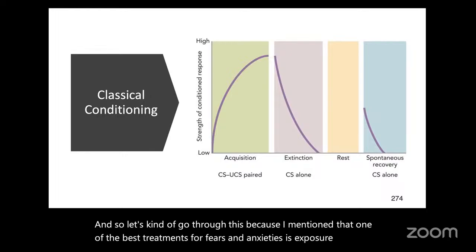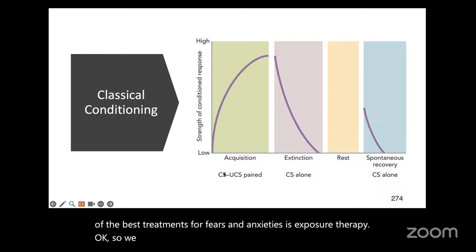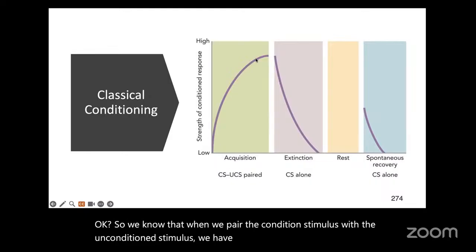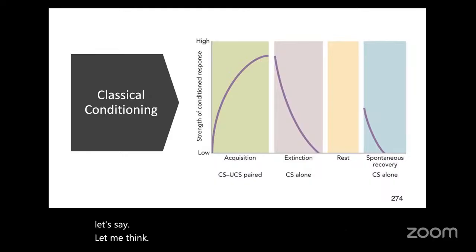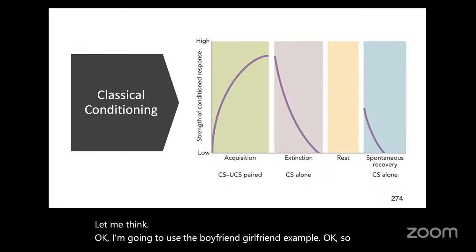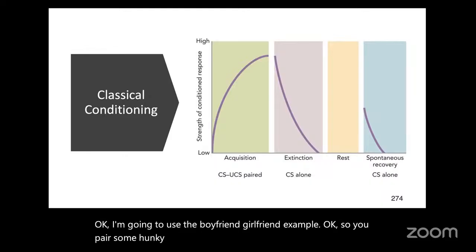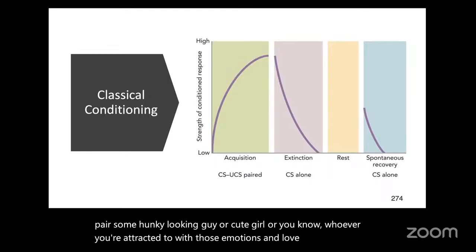Okay. So we know that when we pair the conditioned stimulus with the unconditioned stimulus, we have this high learning curve, right? So let's say, I'm going to use the boyfriend-girlfriend example. You pair some hunky-looking guy or cute girl, or whoever you're attracted to, with those emotions and love and their physical attributes.